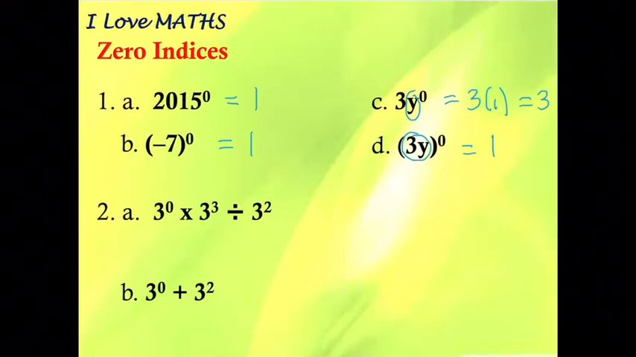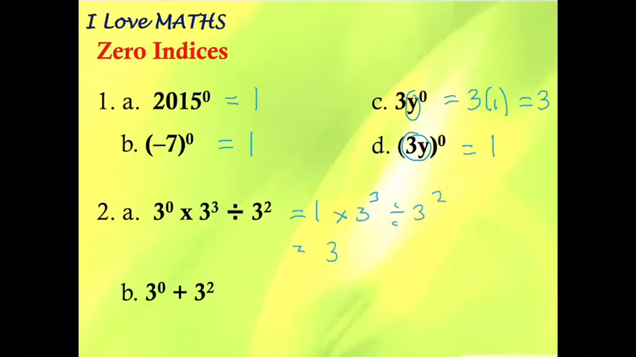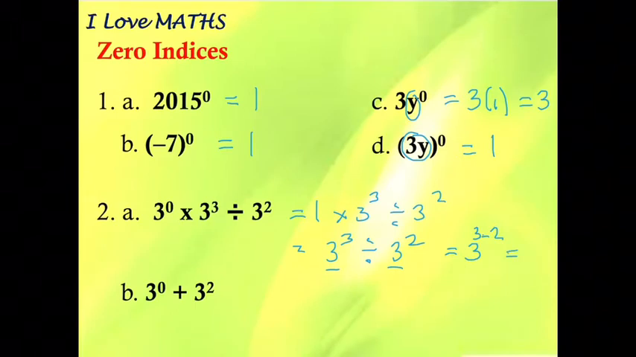Next is number 2a. 3 raised to 0 times 3 raised to 3 divided by 3 raised to 2. So we'll do the operations from left to right. So 3 raised to 0 is just equal to 1 times 3 raised to 3 divided by 3 raised to 2. 1 times 3 raised to 3 is just 3 raised to 3. Then divided by 3 raised to 2. Then based from the previous laws of indices, if you are dividing expressions with the same base 3, just copy the 3 and subtract the indices. So 3 minus 2. So the answer is 3 raised to 1 or simply 3.